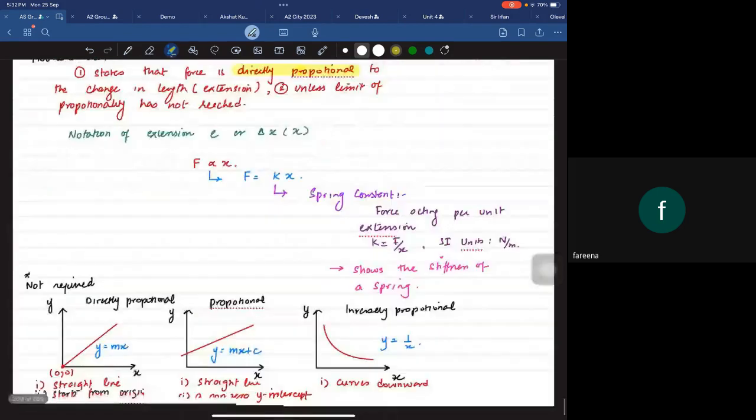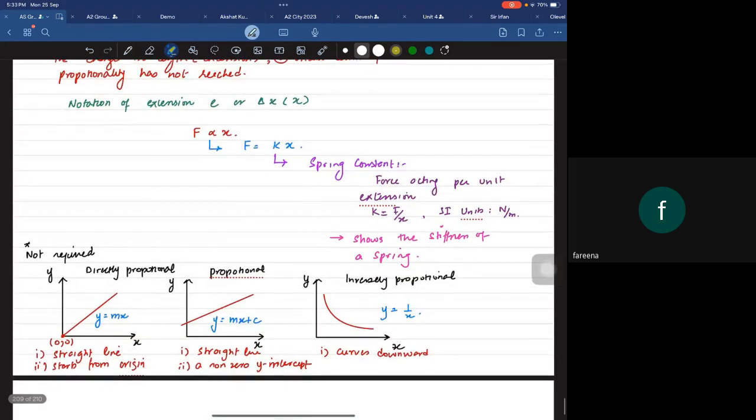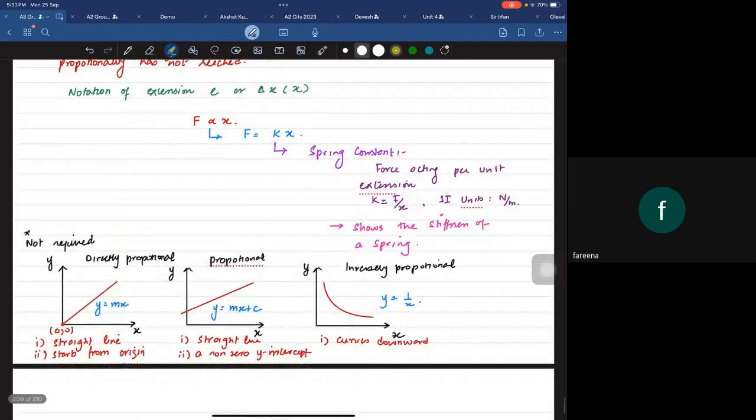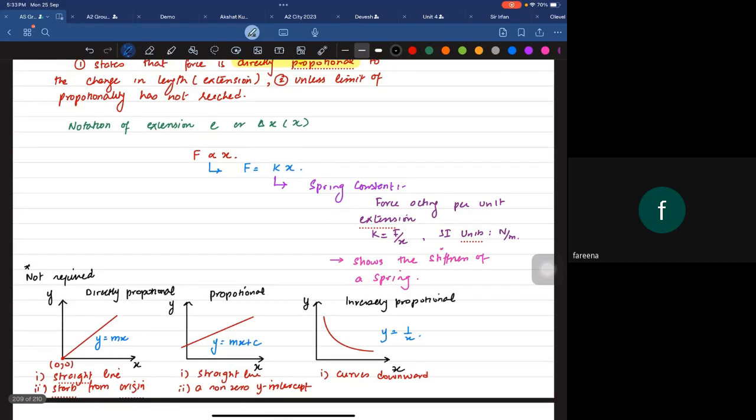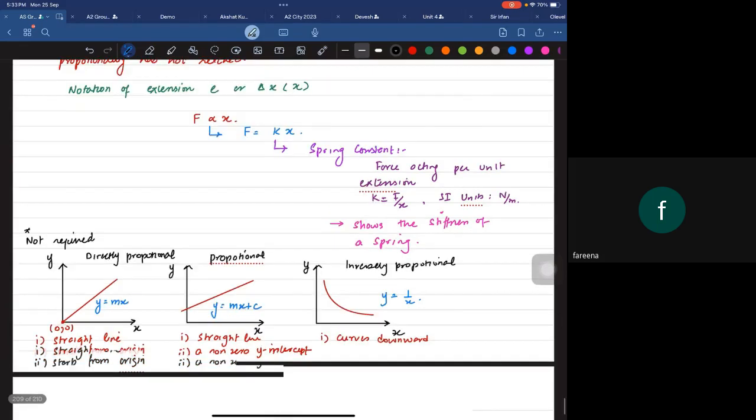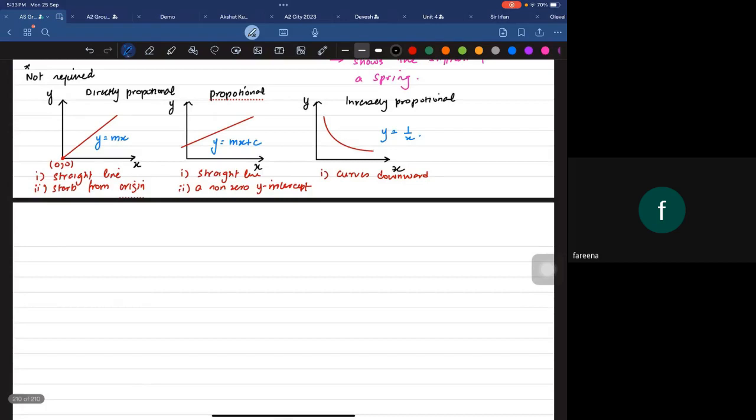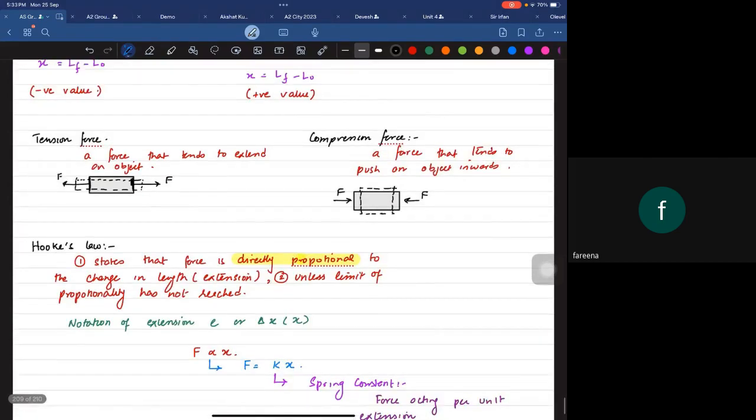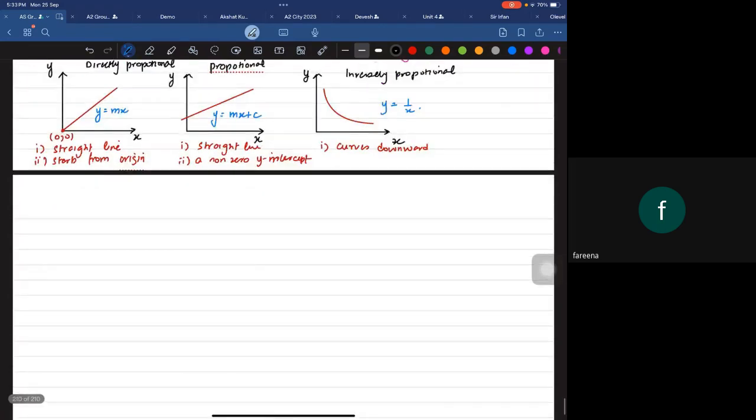Now, generally speaking, I found this chapter to be one of the easiest chapters in the whole AS. It's very linear, just a few formulas, and you will be done with this. So, if you allow me, I would like to go forward now, if you guys have written all of this. So now I'm going to the next part of the definition. I've told you what exactly directly proportional means, and now we're going towards 'unless limit of proportionality is not reached.' What does that mean?